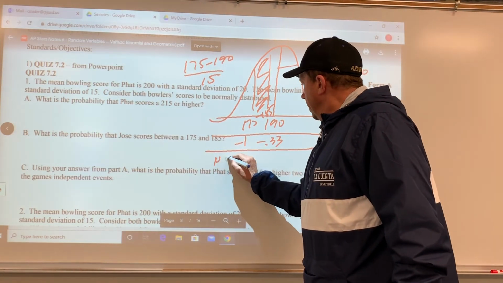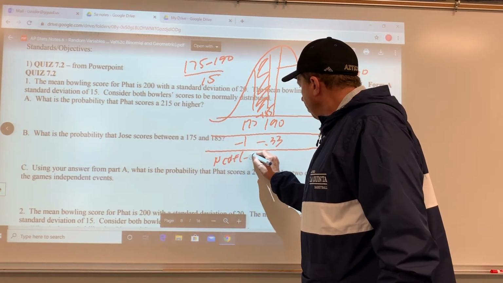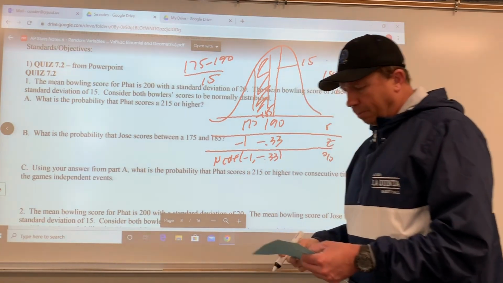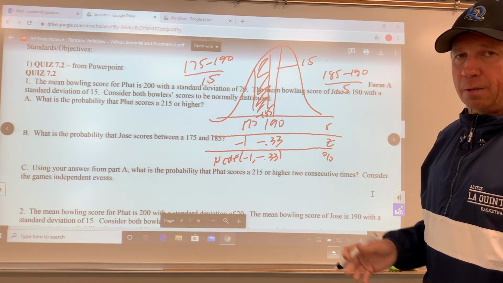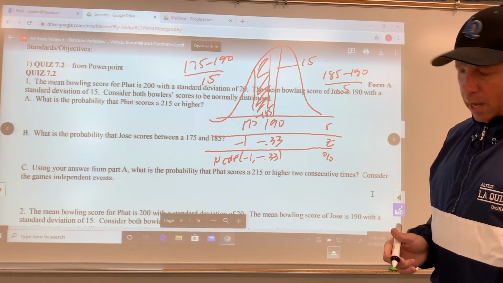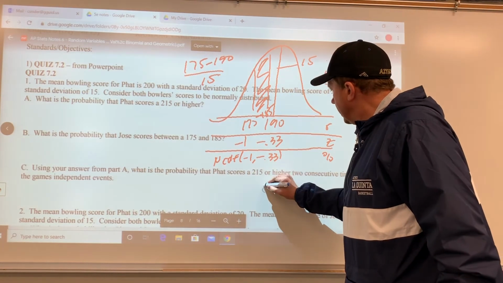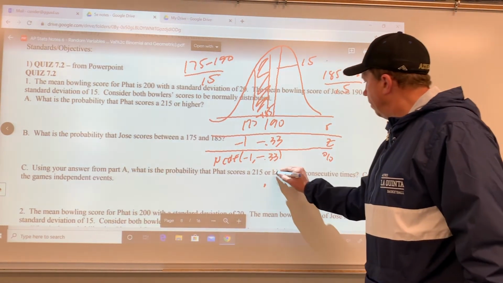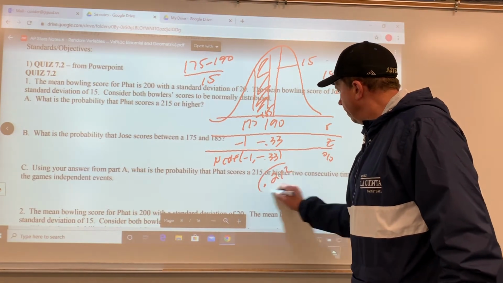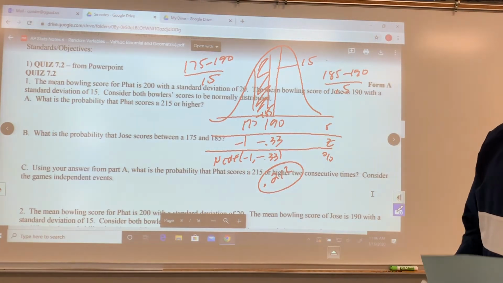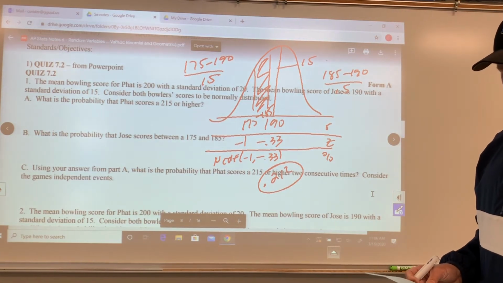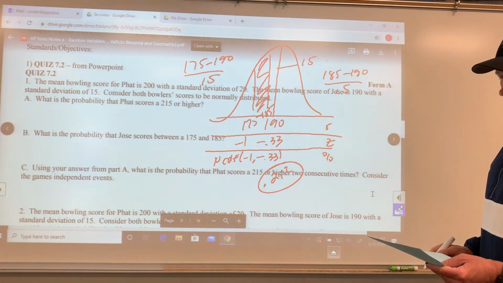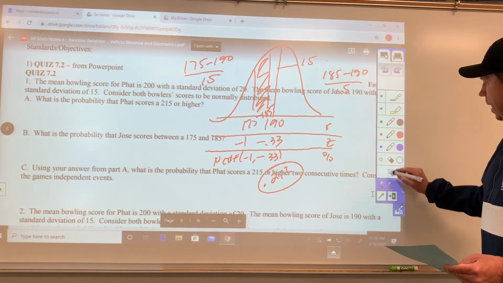I'm going to do NCDF -1 comma -0.33 on my calculator, which is probably the way you're going. You may be using the tables in the back of your book at this point. It's a small area, 0.212, about 21.2%.